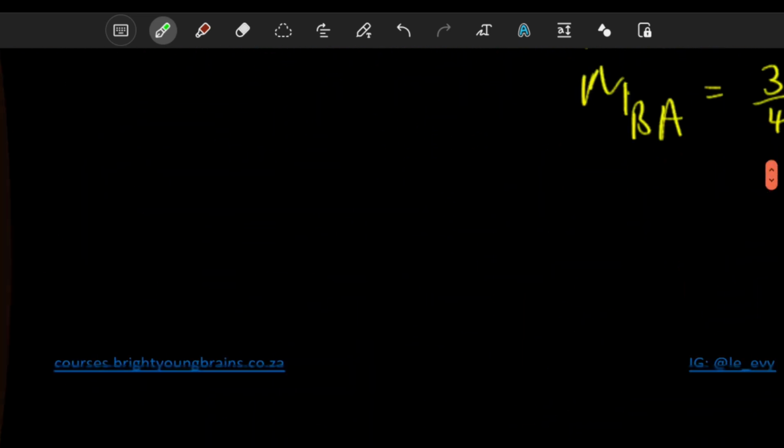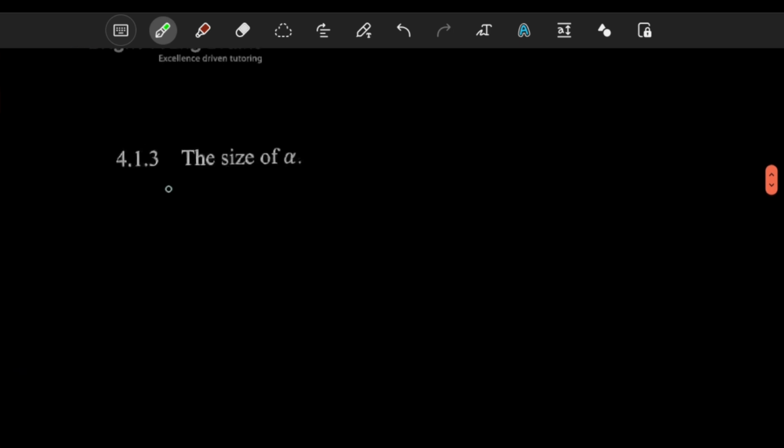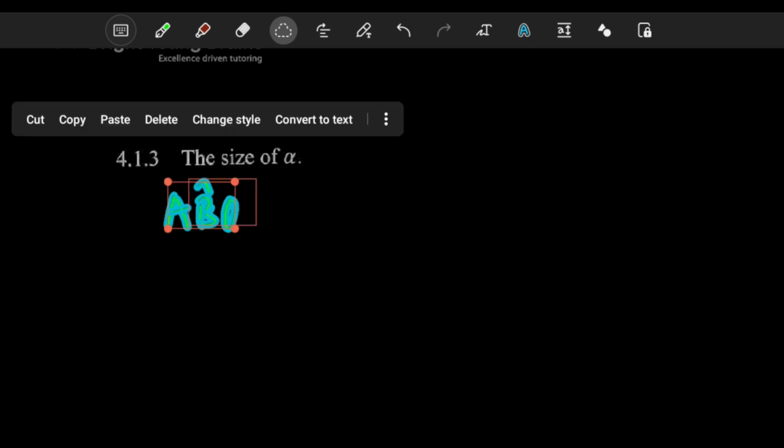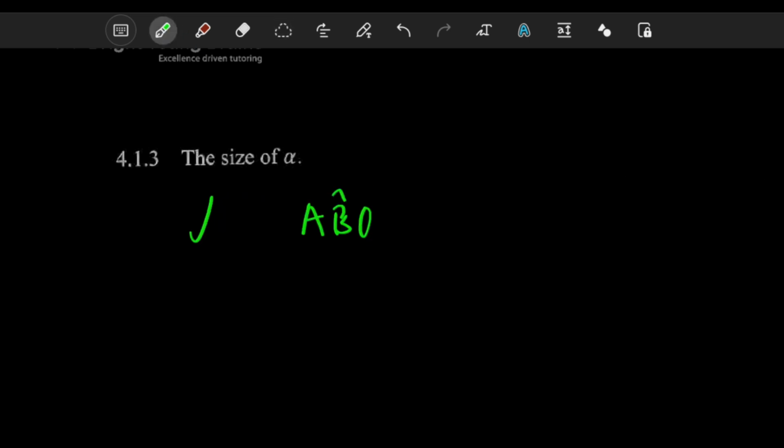So it's A, B, and O, right? So let's see here. A, B. Yeah, let's say angle ABO. Let's just put it this way: let's say alpha is equal to these two put together. So alpha is equal to this angle plus 90 degrees.